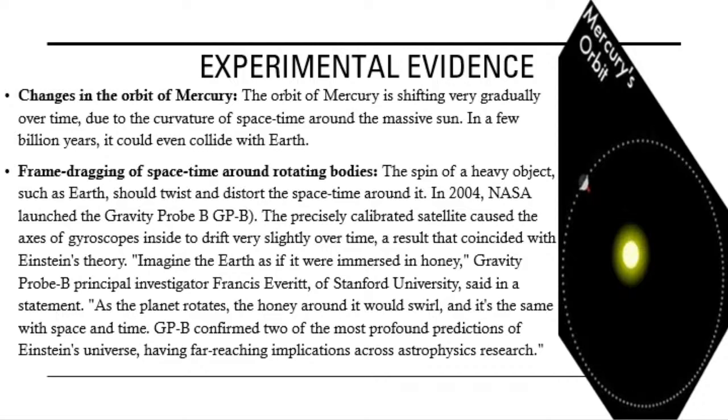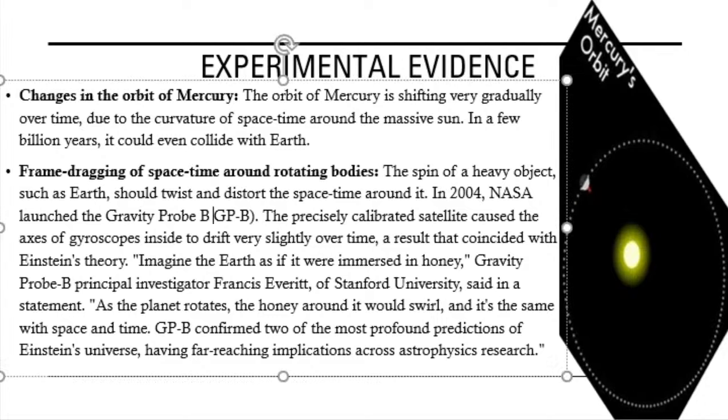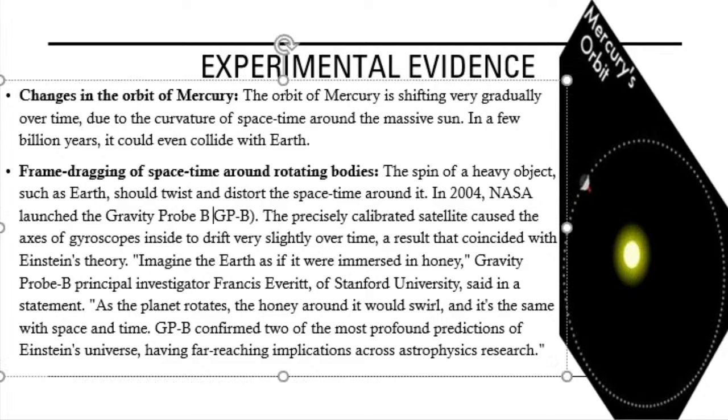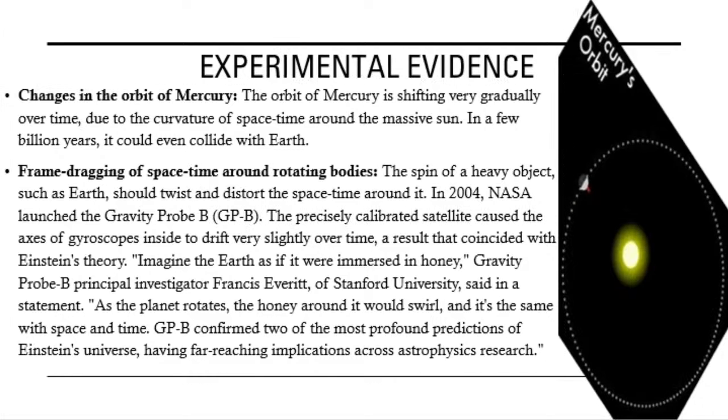And okay, so frame dragging of space-time around rotating bodies. The spin of a heavy object such as Earth should twist and distort the space-time around it. In 2004, NASA launched the Gravity Probe B, also known as GPB, the precisely calibrated satellite. The axis of gyroscopes inside drifted very slightly over time, a result that coincided with Einstein's theory.